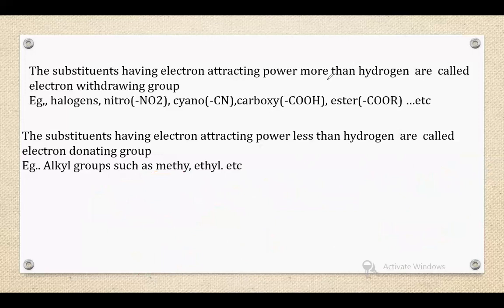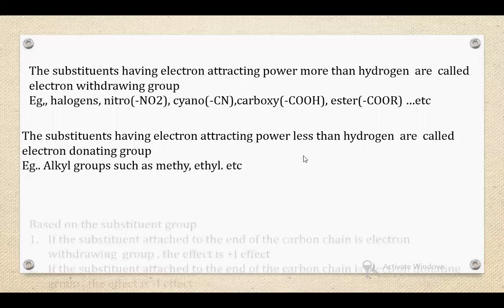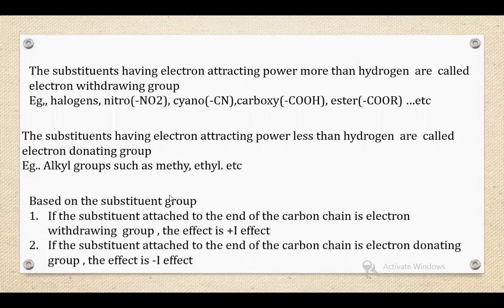Negative inductive effect means more electron withdrawing capacity, dragging the pair of electrons towards themselves. So minus I effect is electron withdrawing, and an electron donating group gives a positive inductive effect. Based on the substituent group attached to the end of the carbon chain, if it is an electron withdrawing group, the more electron withdrawing group creates a negative inductive effect.